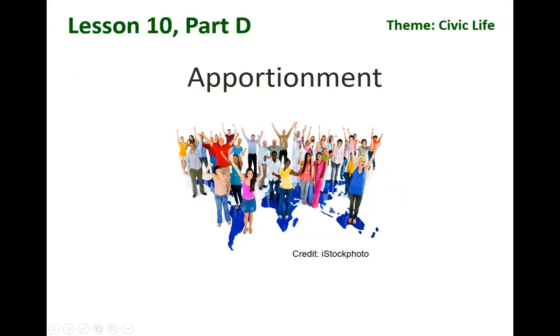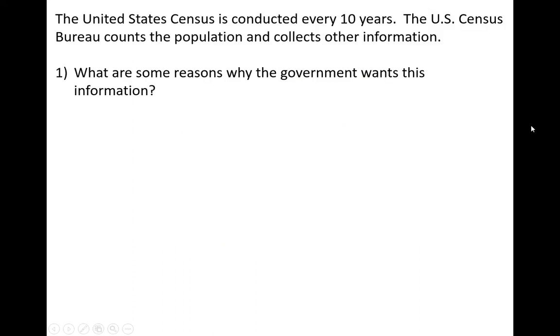Okay, lesson 10D deals with the topic of apportionment. Apportionment refers to dividing something up so that everybody gets their fair share. Since the United States Census is conducted every 10 years, the U.S. Census Bureau counts the population and collects other information. What are some reasons why the government wants this information?